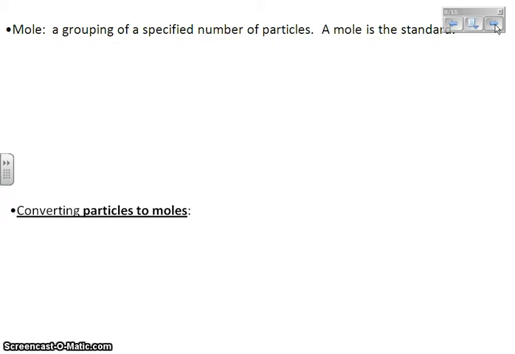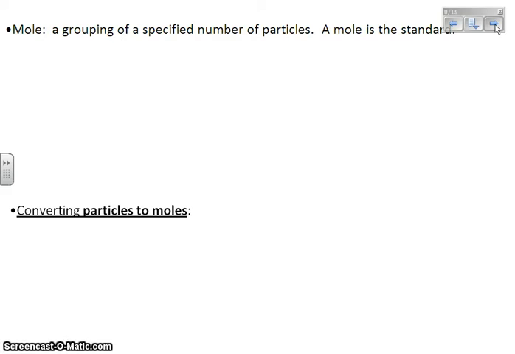We are talking about a mole, and that stands for a grouping of a specified number of particles. The mole is the standard. Like we use in science, a standard unit of measure for distance is the meter. For volume, it's liters. Okay, that's the standard, and we base everything else off of standards.